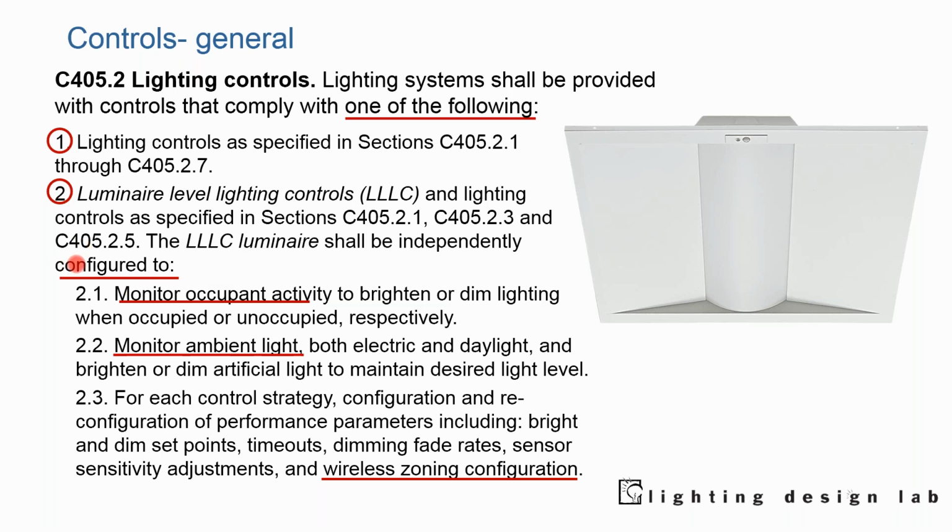They shall be independently configured to monitor occupant activity, monitor ambient light. It should be a wireless zoning configuration. The so-called LLC means you don't necessarily have to worry about all these other things.